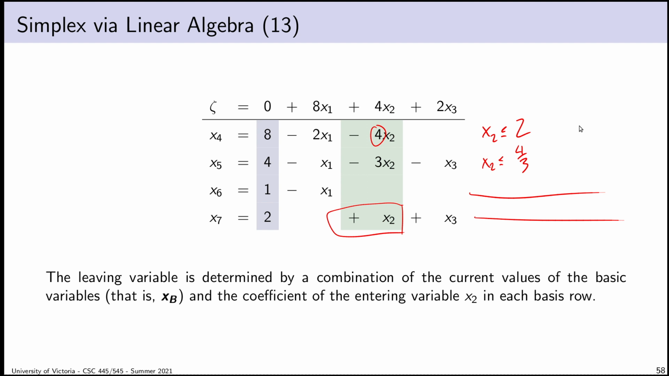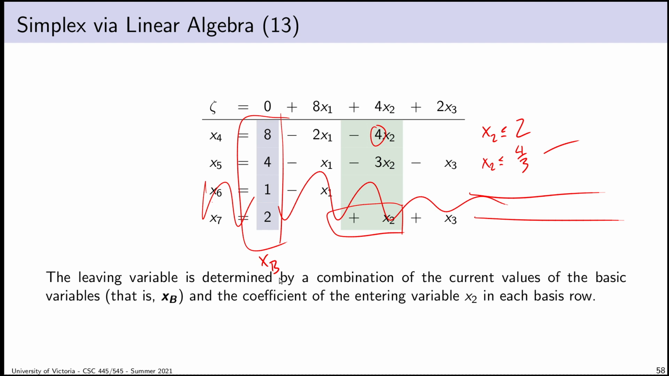Anything without a negative sign is ignored. Then from among the remainder, we want to choose whichever has the smallest bound. I think that would be this one, so x5 would become my leaving variable. The question is, what do we do in linear algebraic terms? We might already recognize that this column here, 8, 4, 1, 2, is our vector xB, the values of our basic variables.